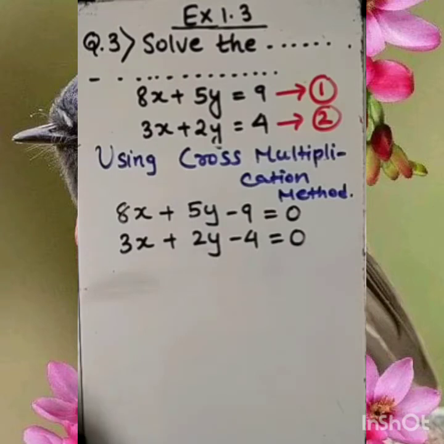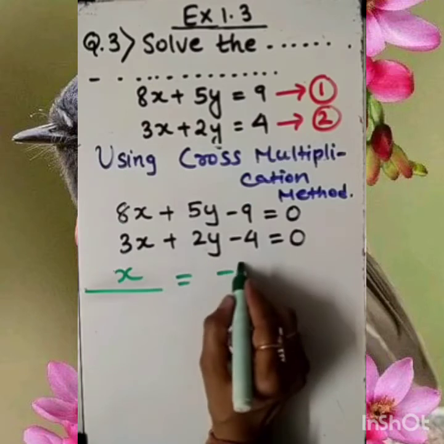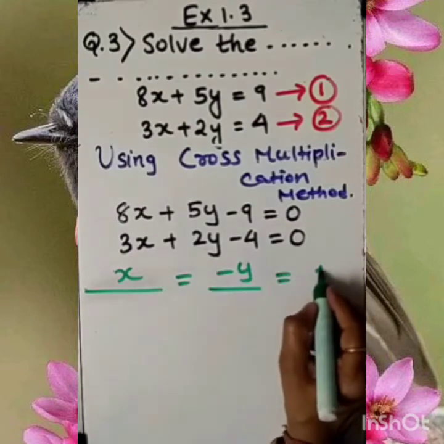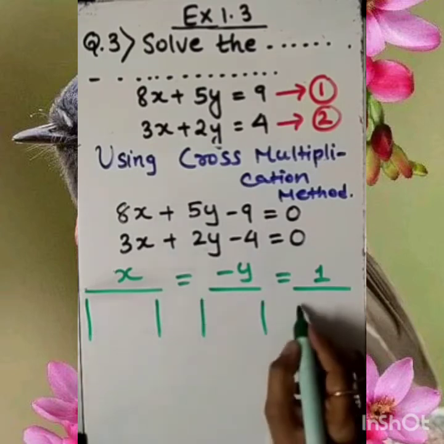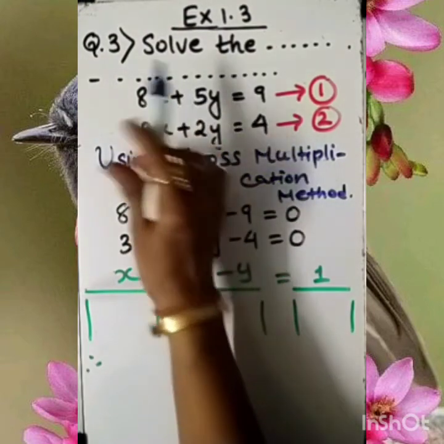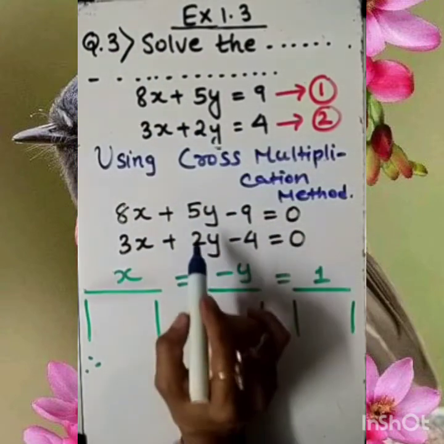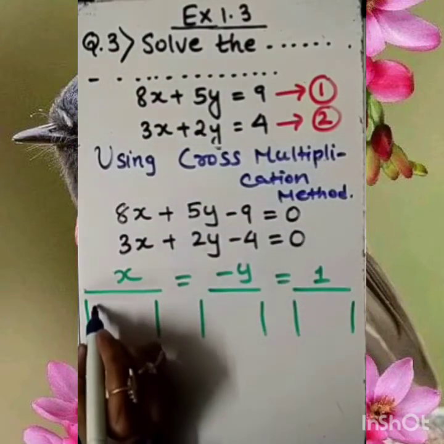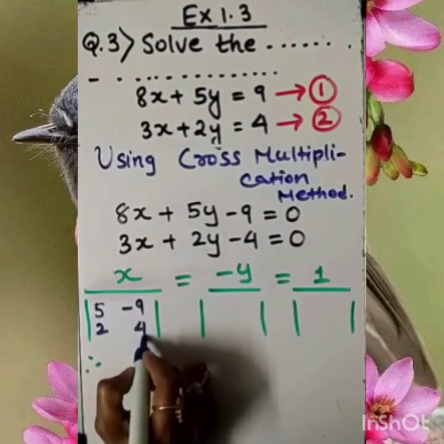Let's apply the cross multiplication method. So we need to write x upon, equal to minus y upon, and here 1 upon. Fine. So this is the method we are going to apply. As all of you know very well, if I am hiding this thing, I need to write here this. Here it will be 5 and 2, then minus 9 and minus 4.